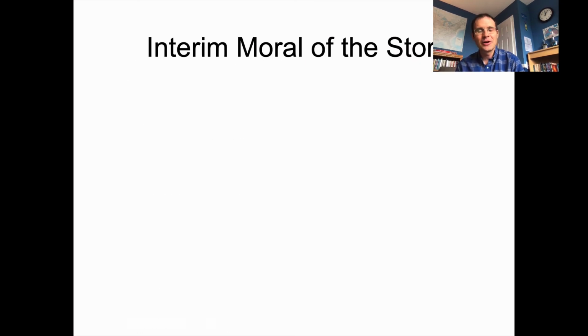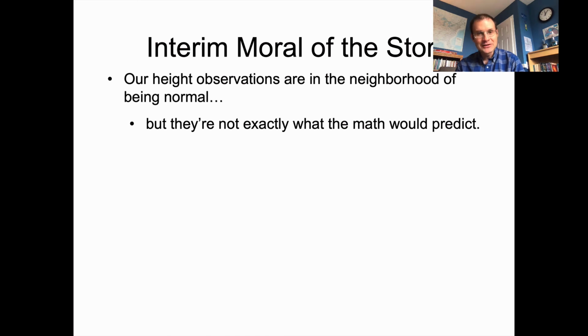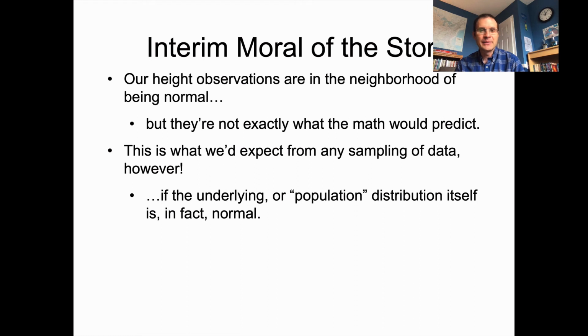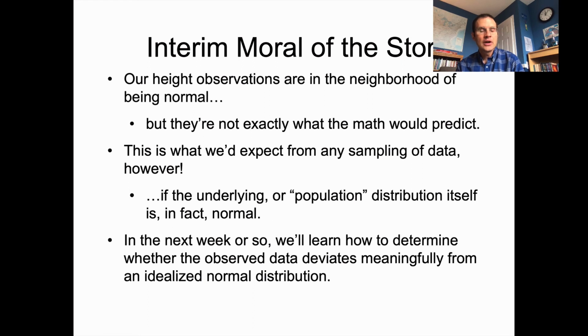So the interim moral of the story, which I've said before, is that the height observations are in the neighborhood of being normal, but they're not exactly what the math would predict. This is what we'd expect from any sampling of data, however, if the underlying or population distribution is itself normal. So in the next week or so, we're going to learn how to determine whether the observed data that you have in some sample deviates meaningfully from an idealized normal distribution.